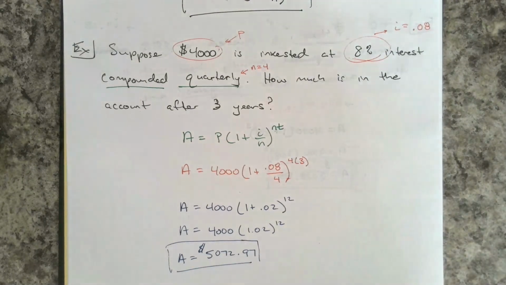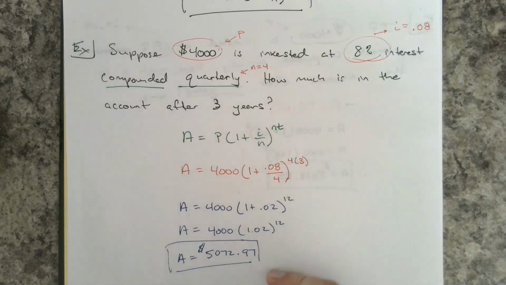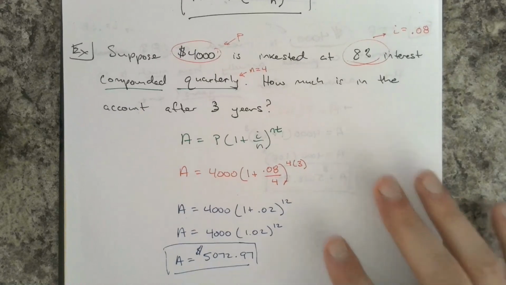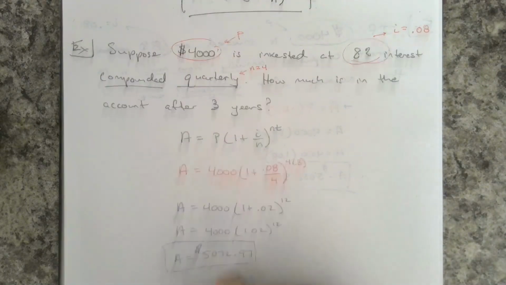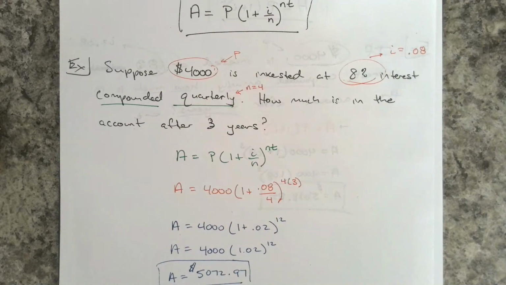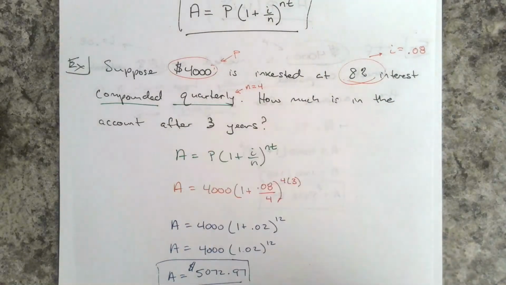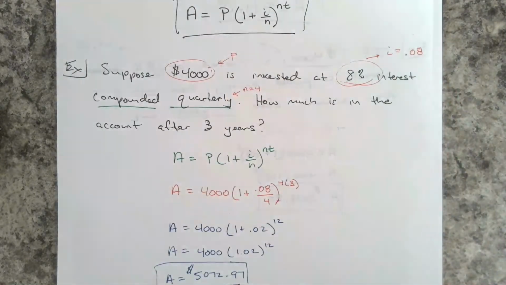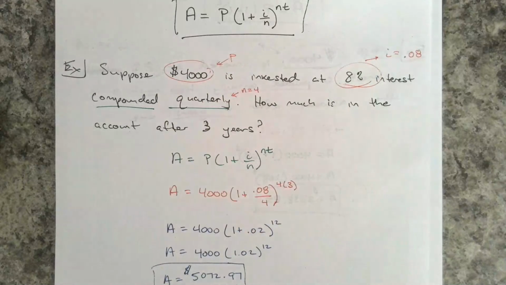If I asked you the type of question where I said, find the amount that was in the account after 3 years, but also how much did you earn in interest, well, you would just take the total amount in the account and then subtract off the principal, and you would be left with the interest in the account. So if I wanted to know how much they earned in interest, you do $5,072.97 minus the $4,000, and that would leave you with $1,072.97 earned in interest.